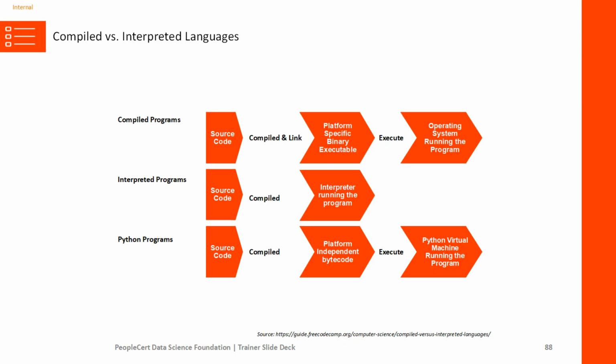And now let's look at the example of Python programs. In the case of a Python program, you have a source code which gets compiled, and platform independent bytecode gets generated, and this gets executed via the Python virtual machine which is running the program. So Python is a classic example of a compiled program. And if you look at interpreted programs, BASIC is one of the languages which is more of an interpreted program.